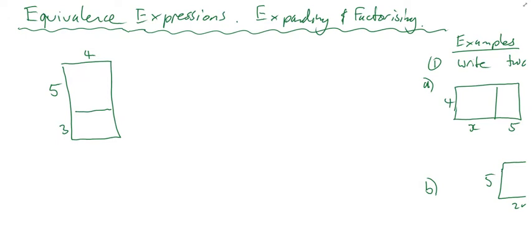Okay, this is equivalent expressions and expanding and factorising. So to start with, we're going to have a look at numbers, and then we'll go from there. So if I was going to find the area of this, we've got a rectangle, and it's like 4 meters along there, 5 and 3.